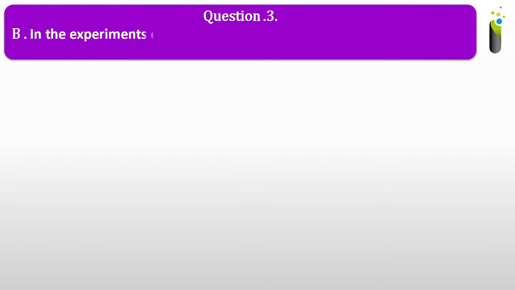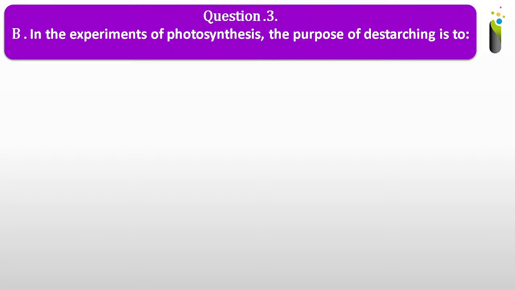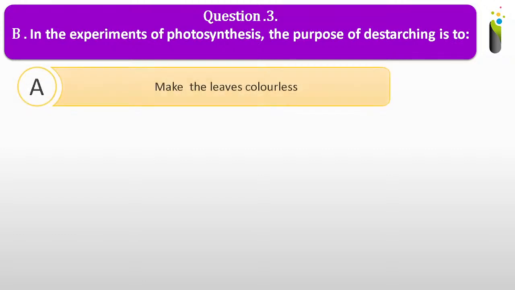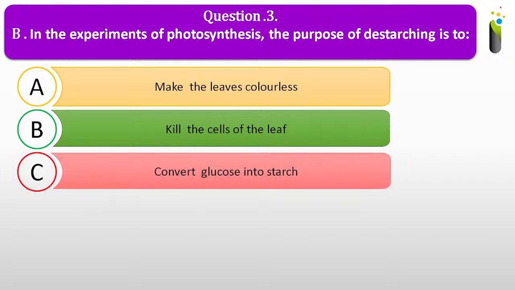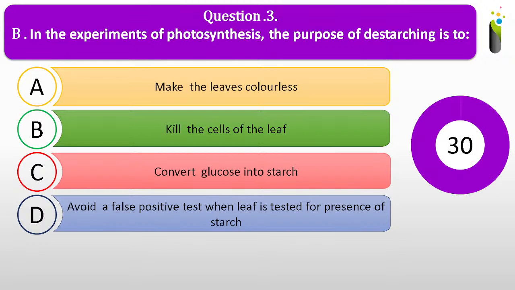Question number 3, sub-question B. In the experiments of photosynthesis, the purpose of de-starching is to dash. A. Make the leaves colorless. B. Kill the cells of the leaf. C. Convert glucose into starch. D. Avoid a false positive test when the leaf is tested for the presence of starch. So what should be the answer for question number 3B?